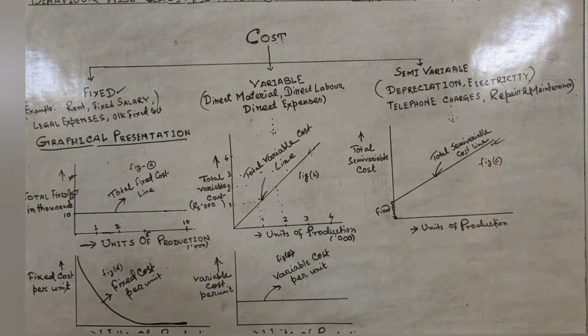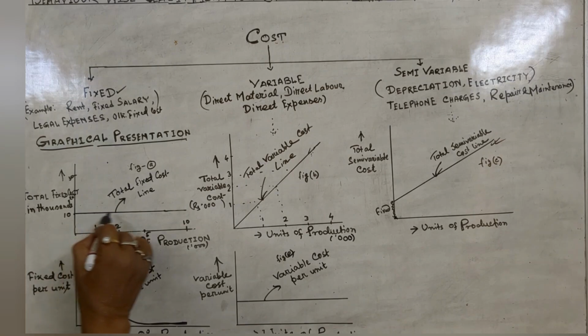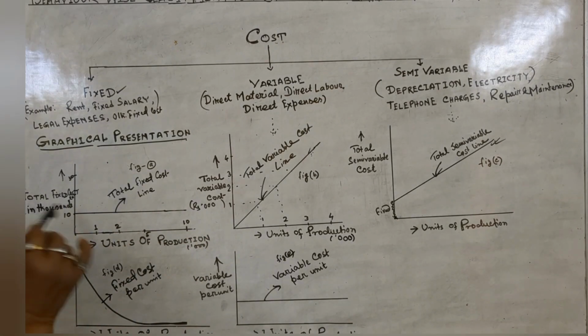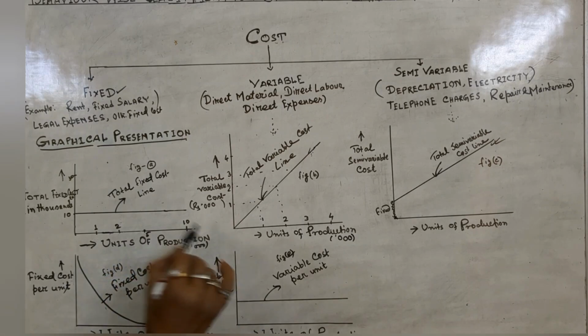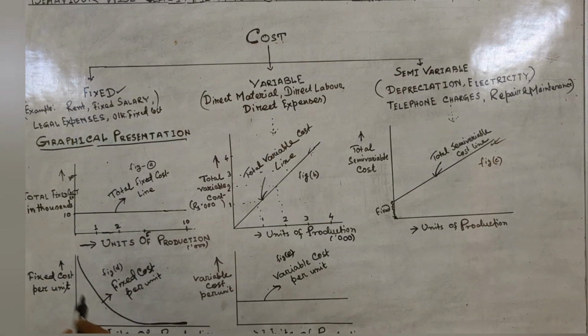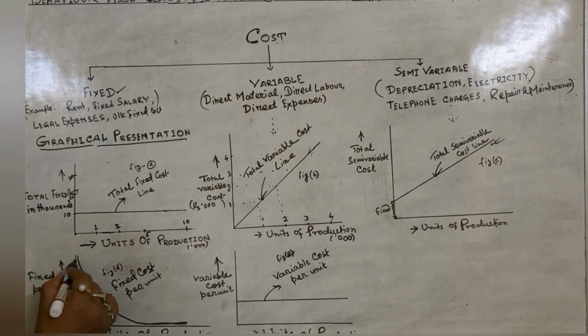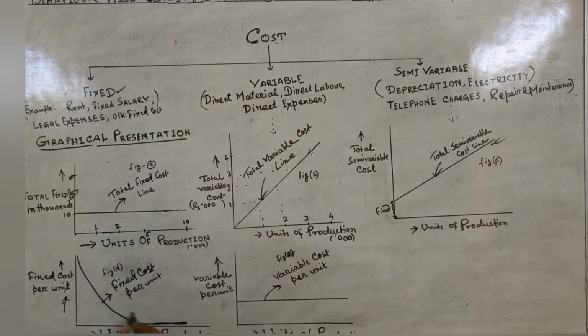To get it more clear, I am also showing you how the behavior of the cost will be per unit of production. Here we have shown you the total fixed cost and units of production. But if you present it in this way, units of production is this and fixed cost per unit is your y-axis, then what will happen? Then it will be a decreasing curve like this. Why like this curve?